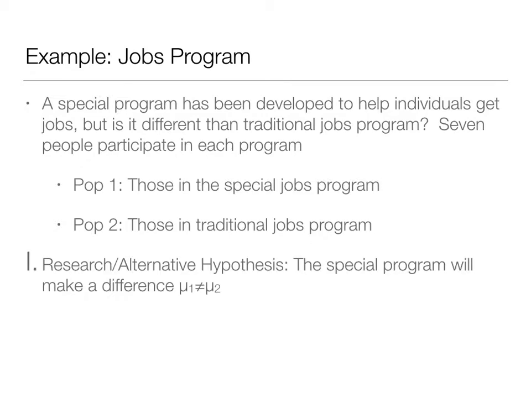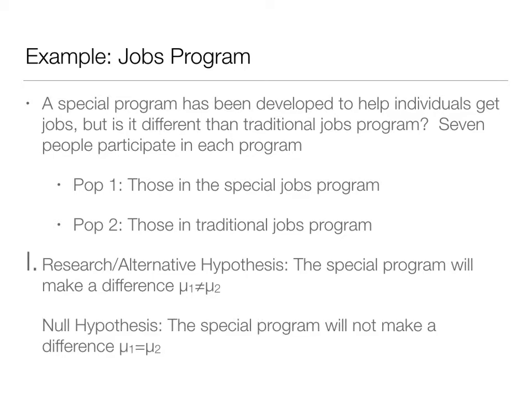We're going to start out with our research hypothesis that the special jobs program will make a difference in the number of jobs. That's our written research hypothesis or our written alternative hypothesis. Our mathematical expression of that is mu1 is not equal to mu2. Again, both of those are important. They're telling us that those 2 means of the population are not going to be equal. It's telling us that both in words and in symbols.